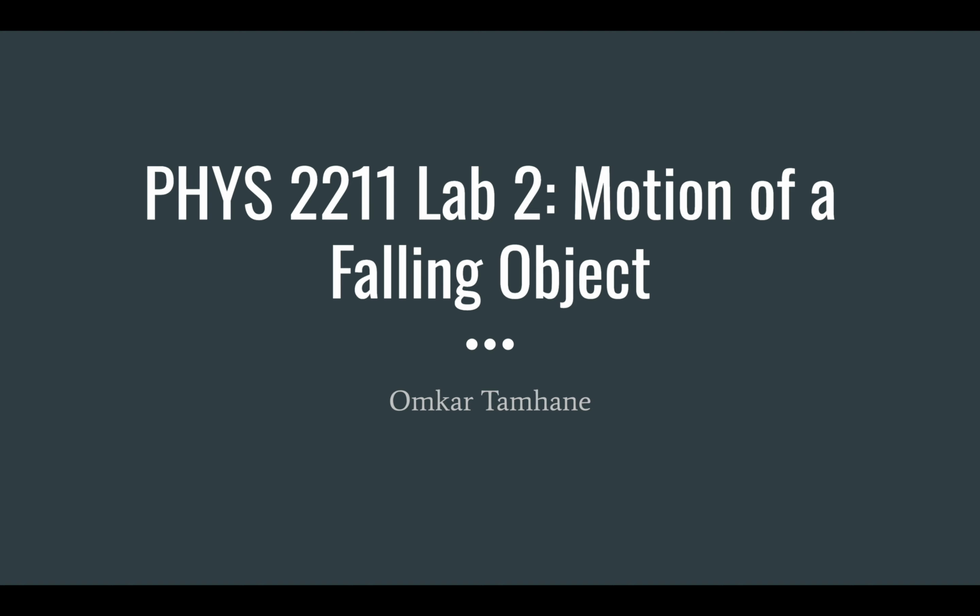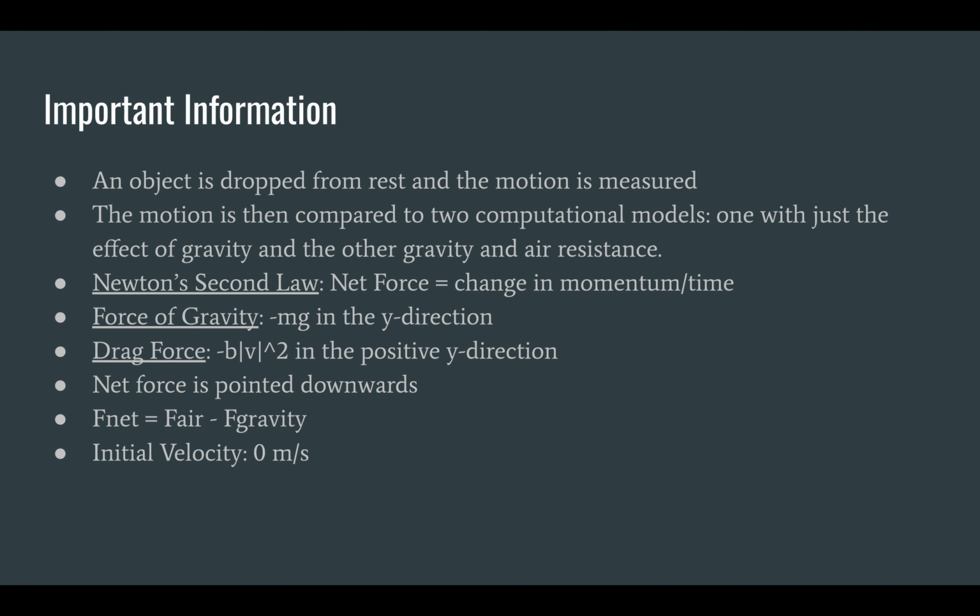Physics 1 Lab 2: motion of a falling object. To begin with, let's start with some important information. The ball I took was a crumpled up piece of paper, and I dropped it. The object was dropped from rest and the motion was measured using Tracker. The motion is then compared to two computational models, one with just the effects of gravity and the other with gravity and air resistance.